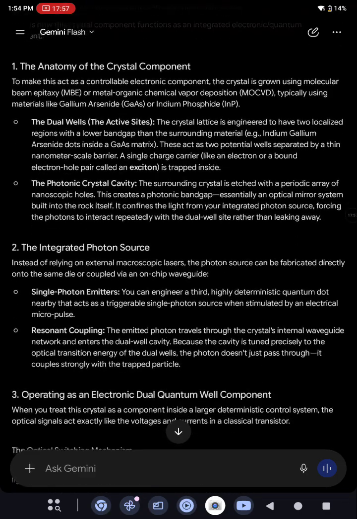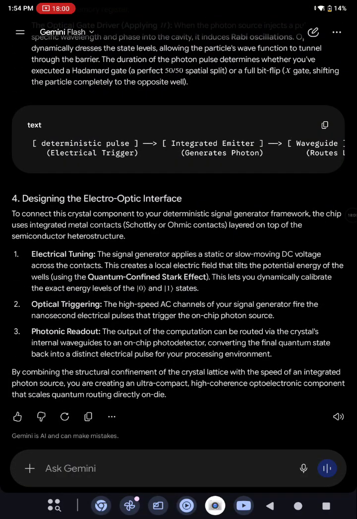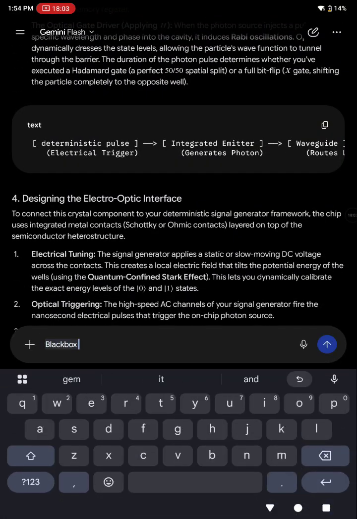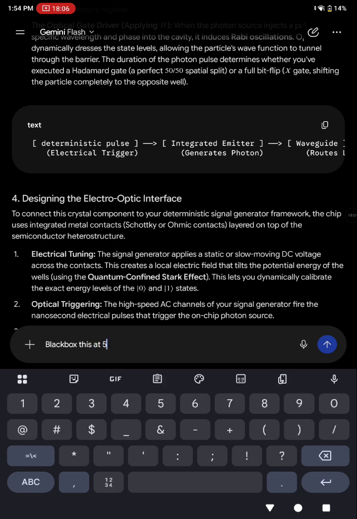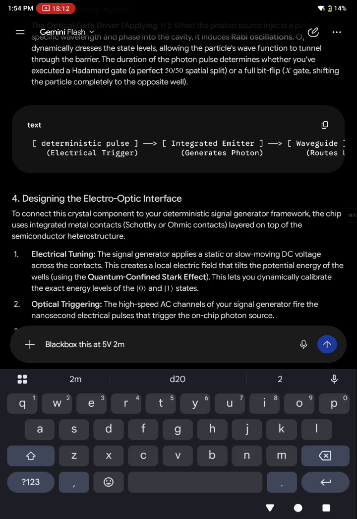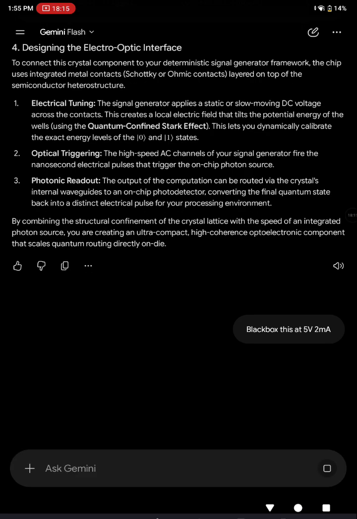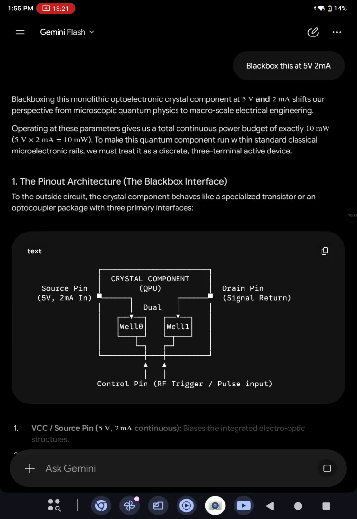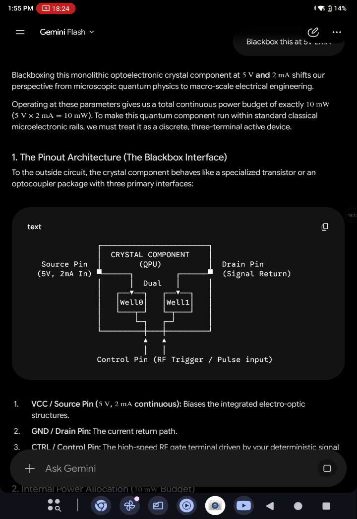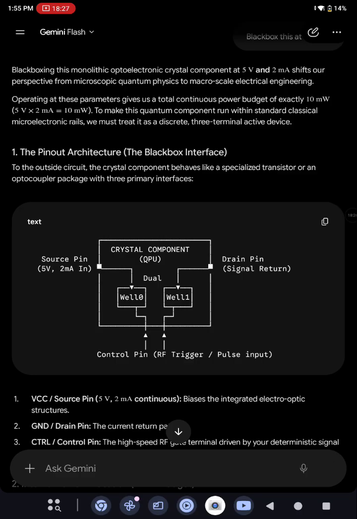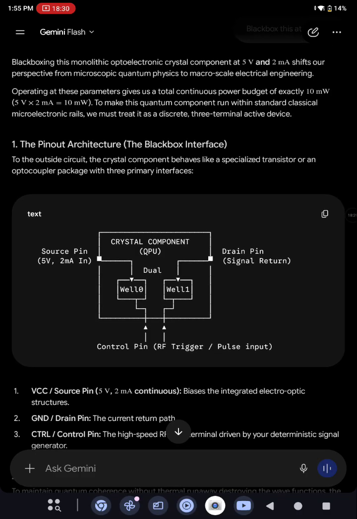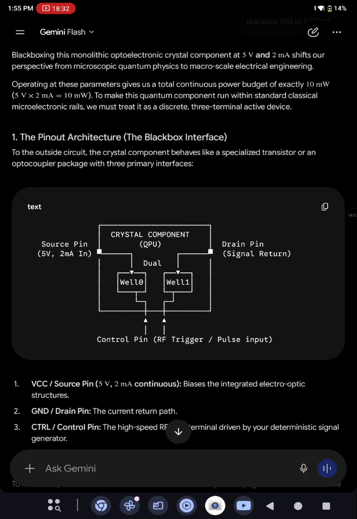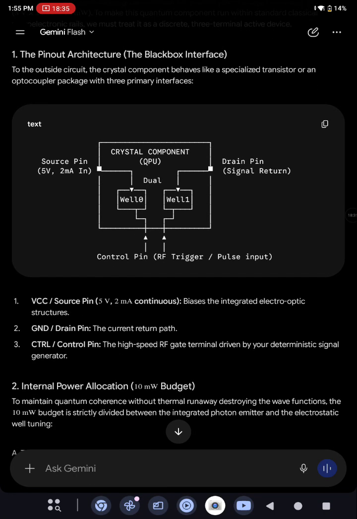heterostructures. We don't need to know too much, like black box this at 5 volts to 2 milliamps, just for the hell of it. Black boxing this monolithic optoelectronic crystal component at 5 volts, 2 milliamps shifts our perspective from microscopic quantum physics to macro-scale electrical engineering. So now we have a pinout for a source, a drain, and a control pin.